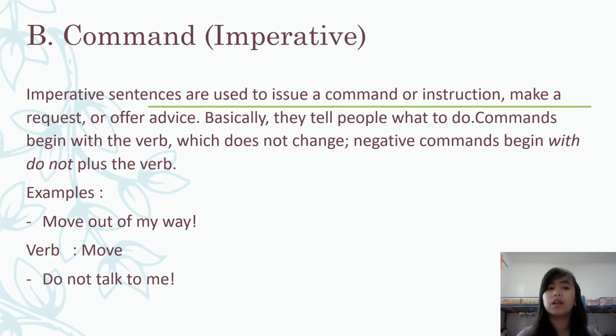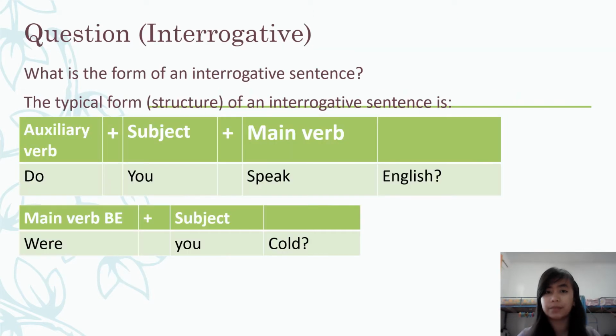For example, move out of my way. The verb in the sentence is move. And the second one is do not talk to me. Remember, you should put do not when you utter negative commands.